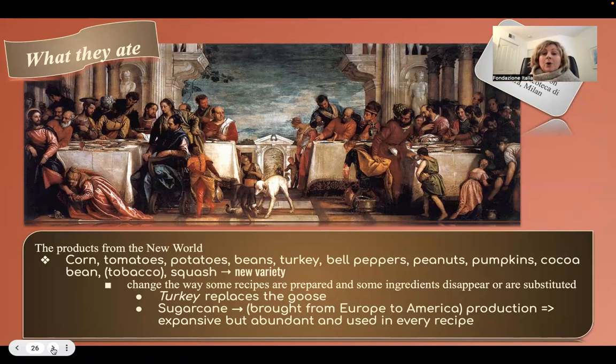Tobacco and cocoa, though, have first huge success in Europe. Potatoes and tomatoes would come a little later. And actually, tomatoes for quite some time would not be eaten because, since they were red, they were considered to be poisonous.